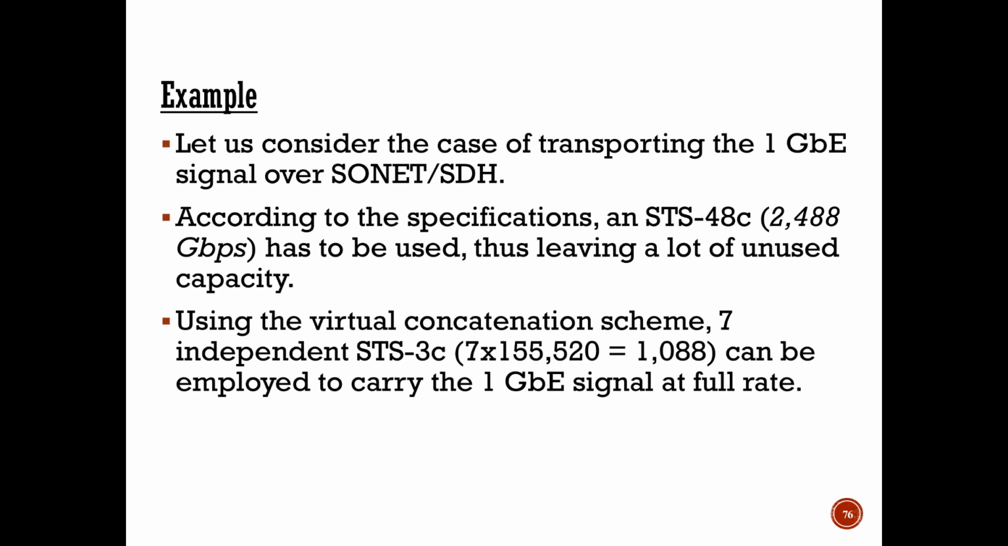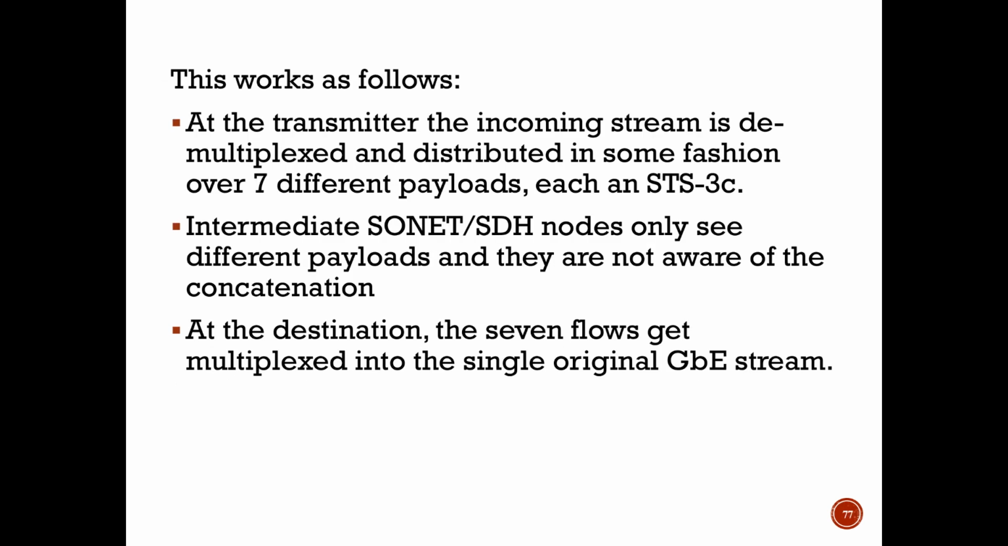Using the virtual concatenation scheme, 7 independent STS-3c, 7 x 155.520 = 1.088 Gbps, can be employed to carry the 1 GbE signal at full rate. This works as follows. At the transmitter, the incoming stream is demultiplexed and distributed in some fashion over 7 different payloads, each an STS-3c. Intermediate SONET/SDH nodes only see different payloads, and they are not aware of the concatenation. At the destination, the 7 flows get multiplexed into the single original GbE stream.